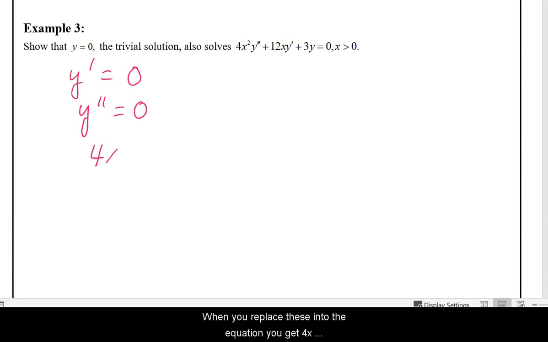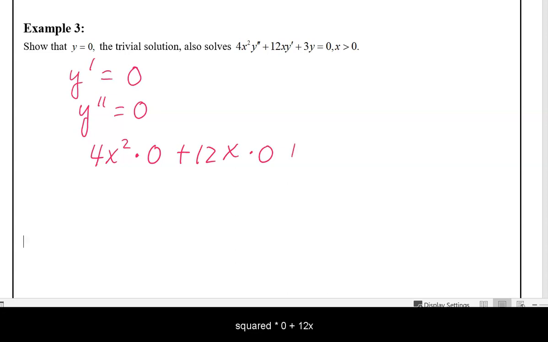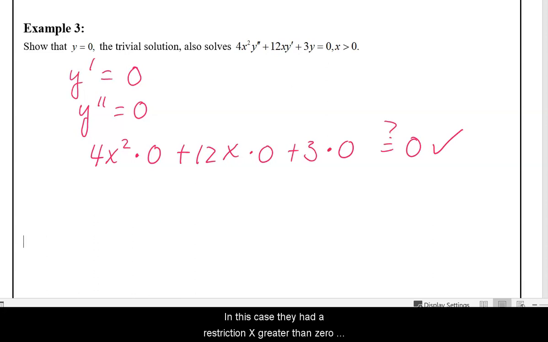When you replace these into the equation, you get 4x squared times 0 plus 12x times 0 plus 3 times, yes, the equation itself is 0, and of course, it does, in fact, equal 0. In this case, they had a restriction x greater than 0, but this restriction is coming from the first solution that we found and not this one. In fact, for this particular equation, the solution y equals 0 would work over any interval at all, since this equation does not imply that y is ever in the denominator, so we would not have to eliminate it.